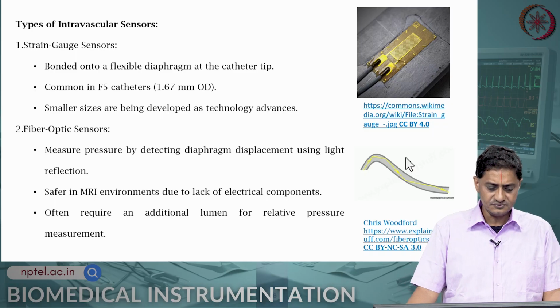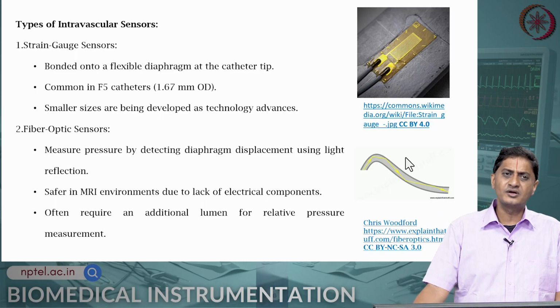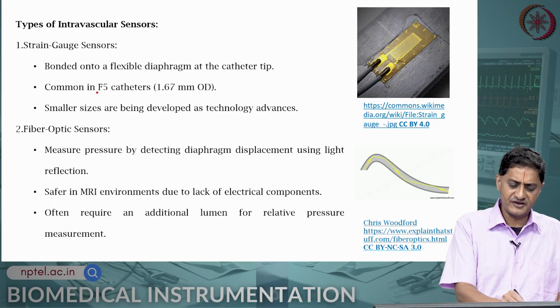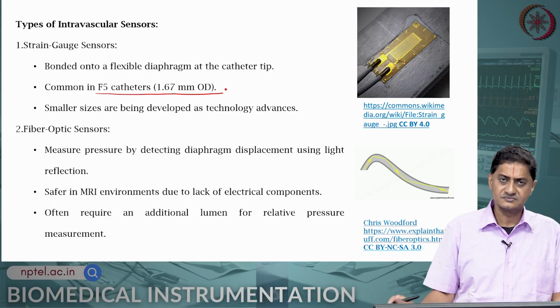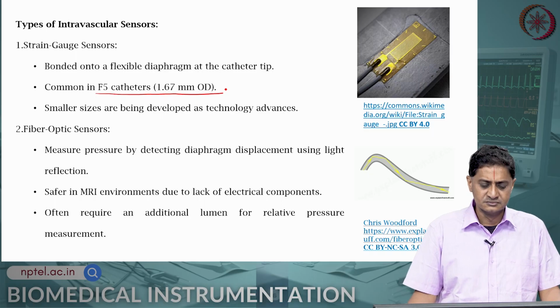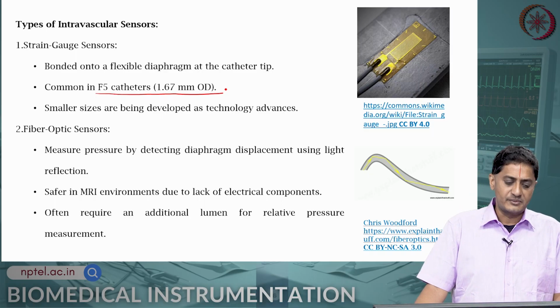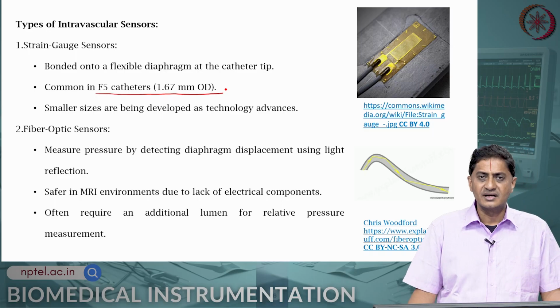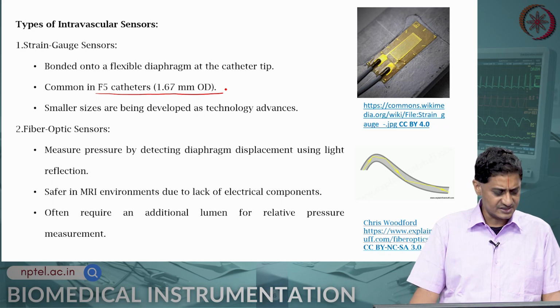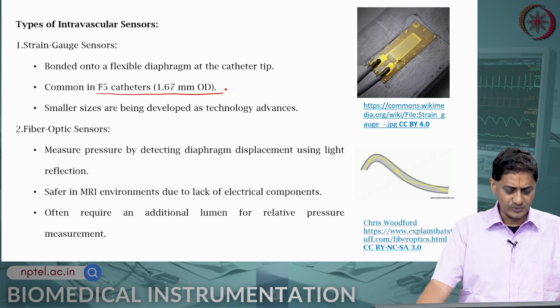So, these are quite common in catheters, those that have 1.67 mm outer diameter. As technology is improving, smaller and smaller sizes are getting developed.